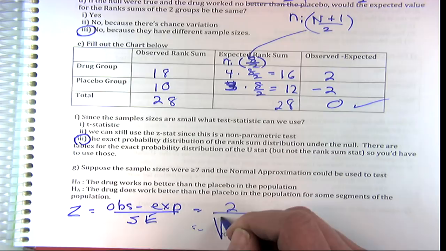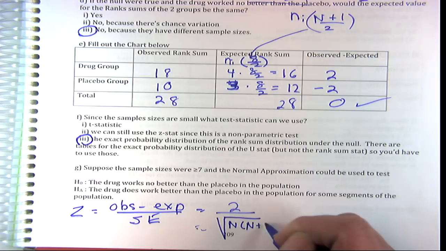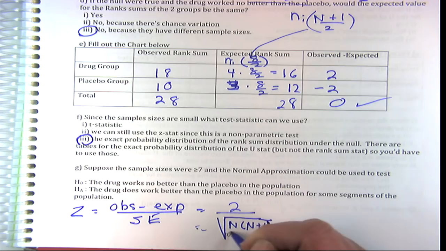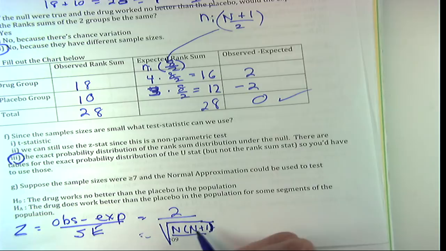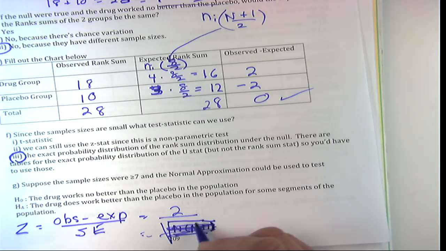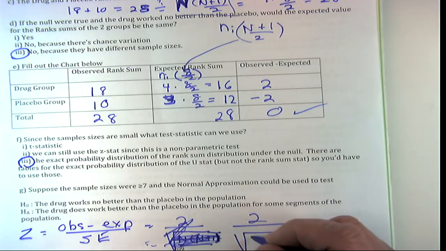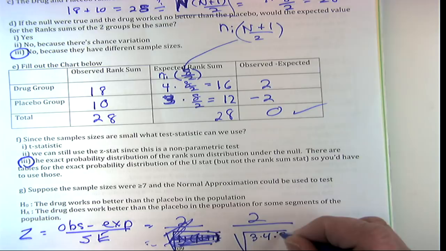It's the square root of n times n plus 1 over 12, right? It's given to you right there. All right, I memorized it wrong. So it's the square root of, let's just erase that, sorry about that. It's going to be equal to the square root of n1 times n2 times n plus 1 over 12. So in this case, that's 3 times 4 times n plus 1, which is 8, times 8 over 12. That's what it is.